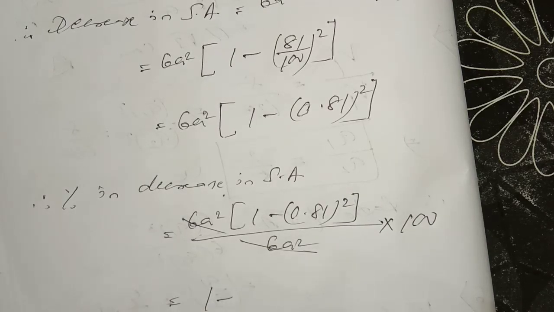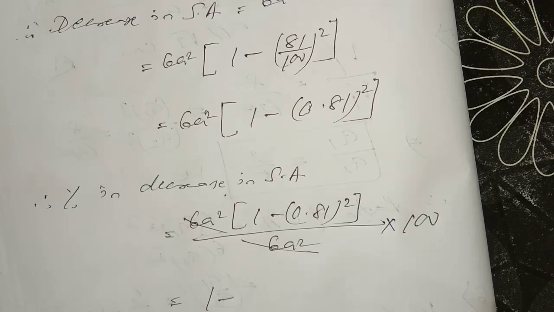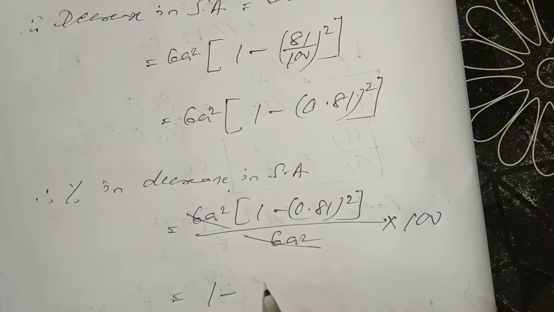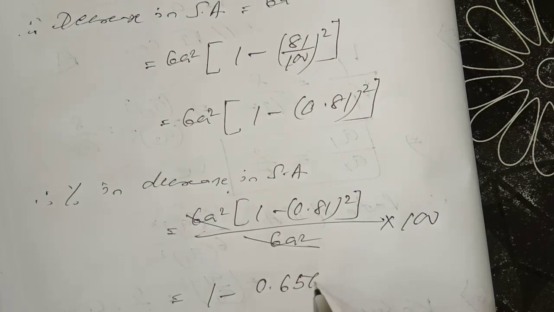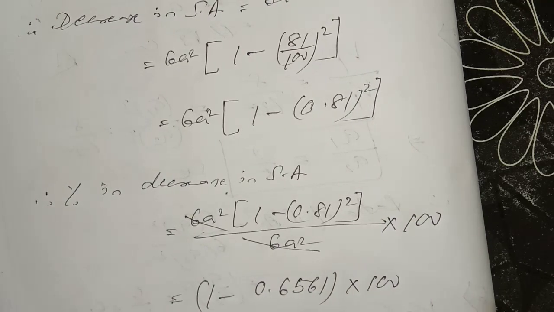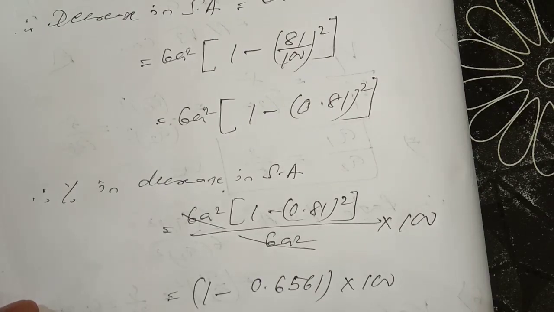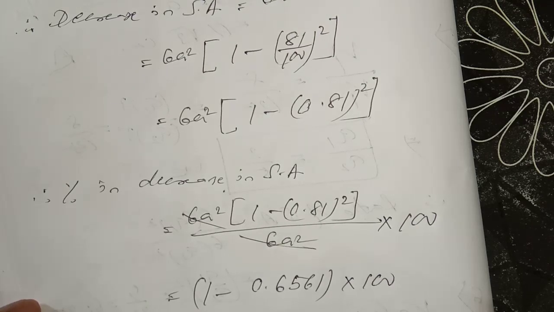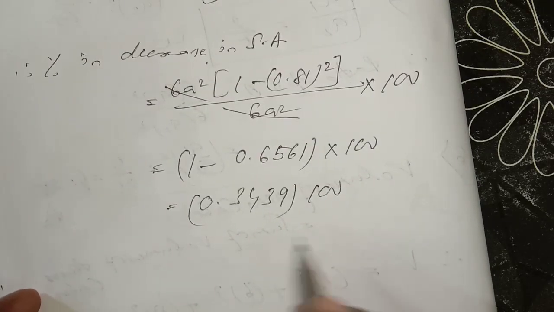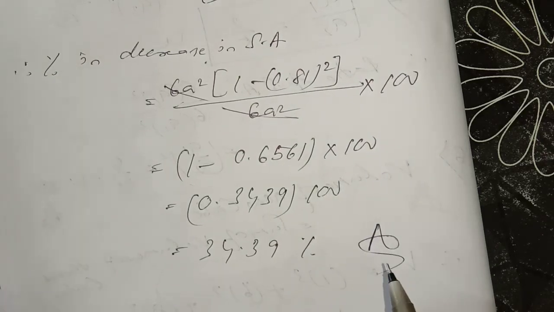0.81 into 0.81. How much are you getting? That is coming 0.6561 into 100. Okay, just subtract from 1. How much are you getting? You are getting 0.3439 into 100. Finally, how much will you get? This will be 34.39%. This is the way of calculating.